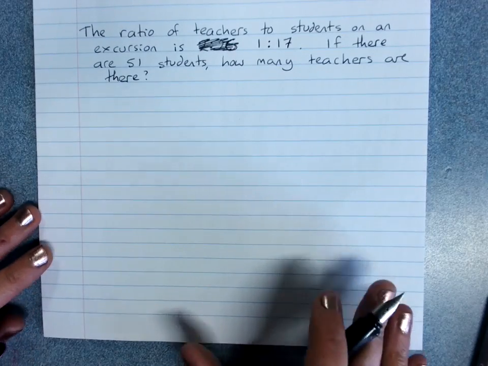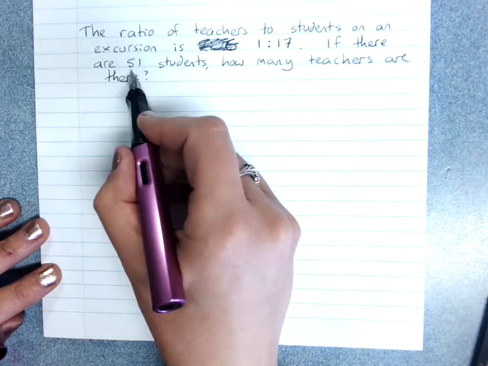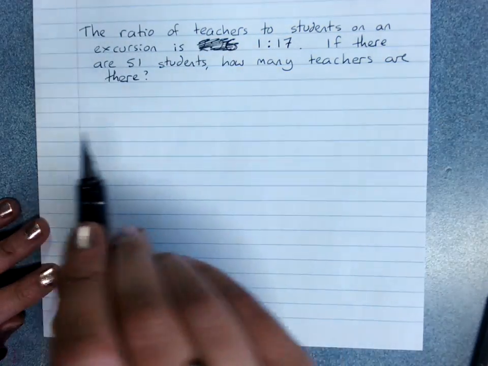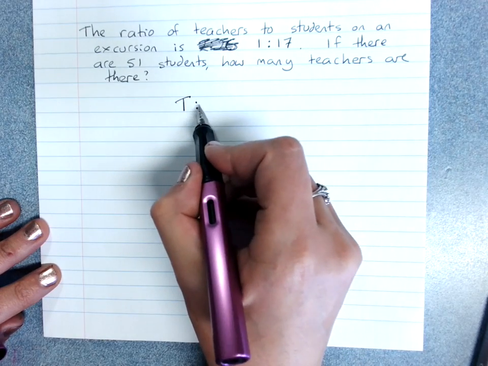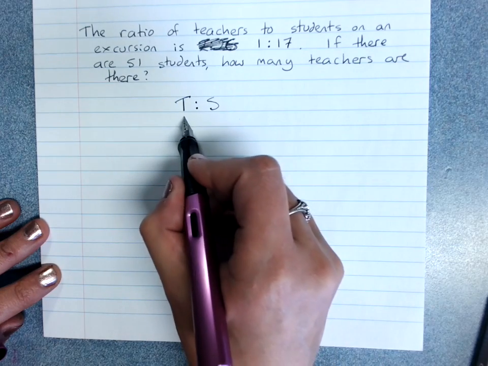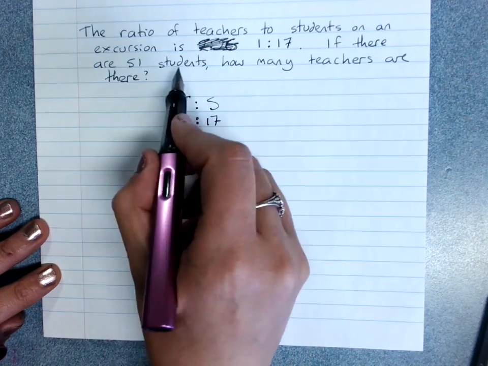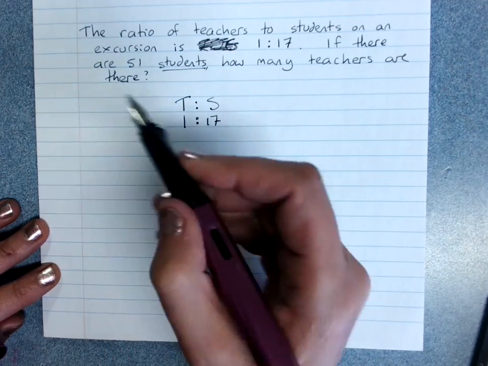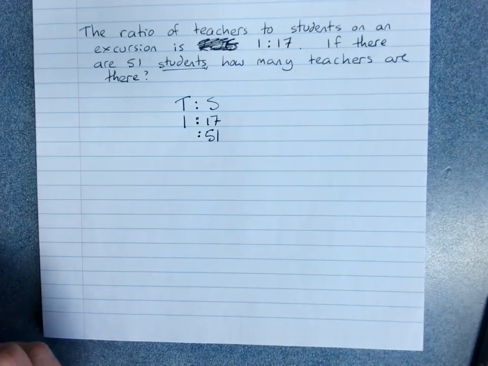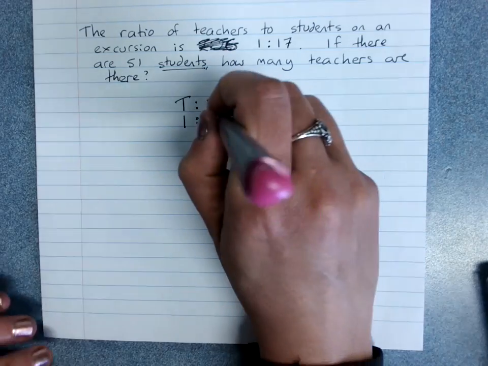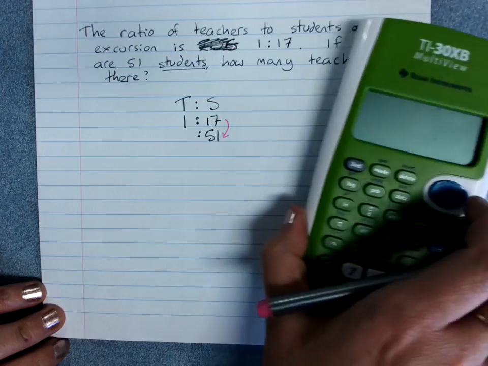The ratio of teachers to students on an excursion is 1 to 17. If there are 51 students, how many teachers are there? Write and label the ratio in order, teachers to students. Underneath the known ratio, 1 to 17. Underneath the correct spot, which is students, put in our known value, 51. And now it's an equivalent ratio. What did I do to 17 to get 51? Now that's a hard question.